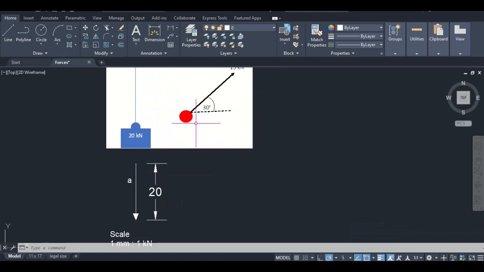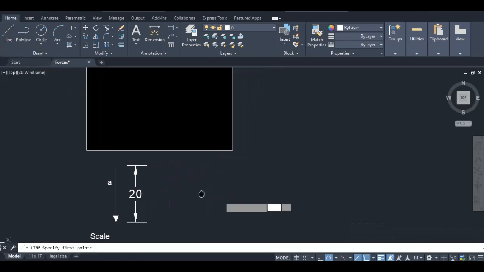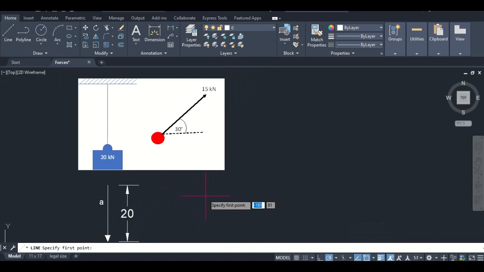So now let's look at our second example. And this one is not vertical as A, but it's at an angle of 30 degrees. And it can be done just the same way. So again, I need to determine what scale I'll use. And I think I'm going to use 1 millimeter to 1 kilonewton again. So I specify my start point. And then now I need to go to an angle. There are more than one ways we could get this angle.